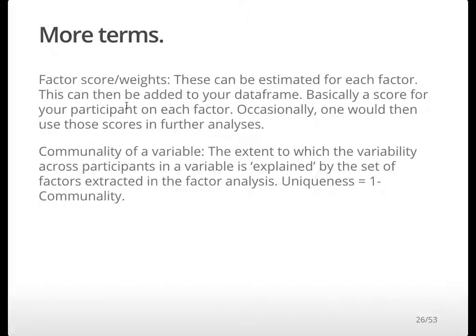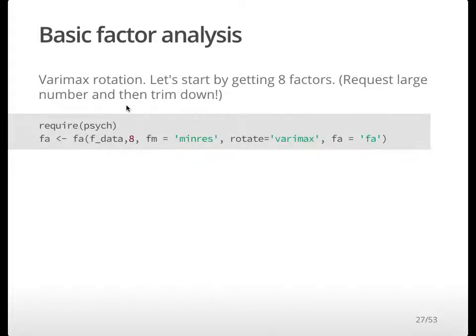Finally, you have something called communality of a variable. It's the extent to which the variability across participants in a variable is explained by the set of factors extracted in the factor analysis. You can also have the opposite, which is uniqueness, and that's 1 minus communality. That's typically reported, and you will see it in the literature. Again, these are terms I have to tell you because your supervisor will use them, or you will come across them in articles.